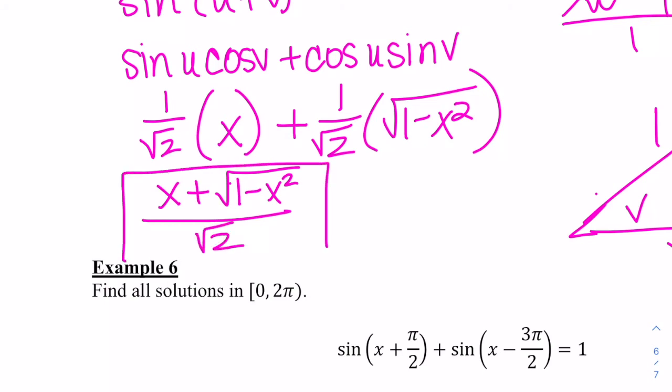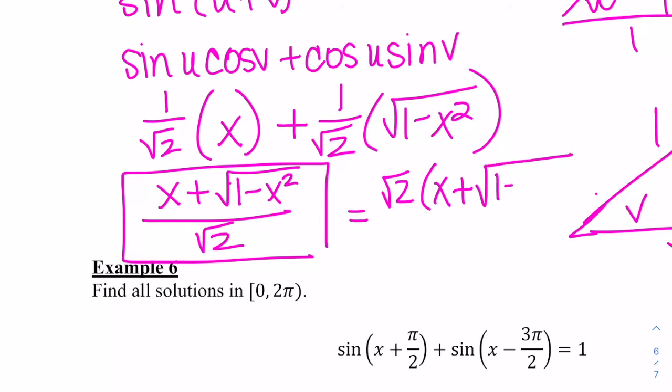Now we can rationalize that as well by multiplying the top and the bottom by root 2. So I can write that here. So that would also be root 2 times x plus the square root of 1 minus x squared. We can simplify that some more, I guess, but over 2.